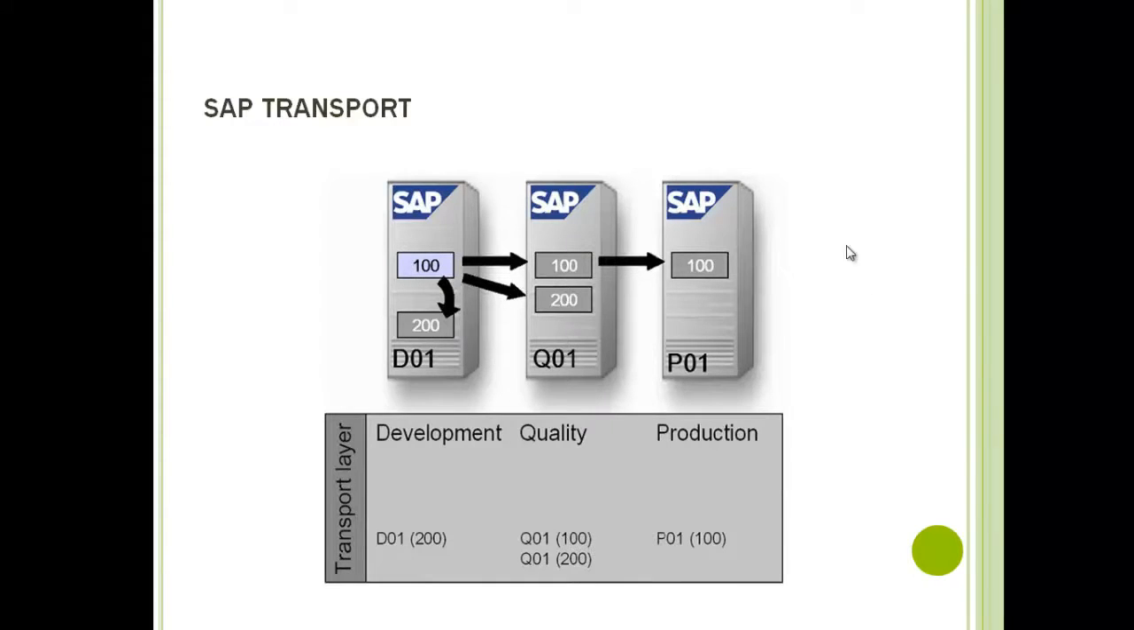Let's say for example we have a three system landscape. We have development, quality and production. In some cases you will have a four system landscape: development, quality, approval and production. Maybe a five system landscape: development, quality, approval system, then pre-production and production. So this is a three system landscape, a very simple landscape. You have development, quality and production.